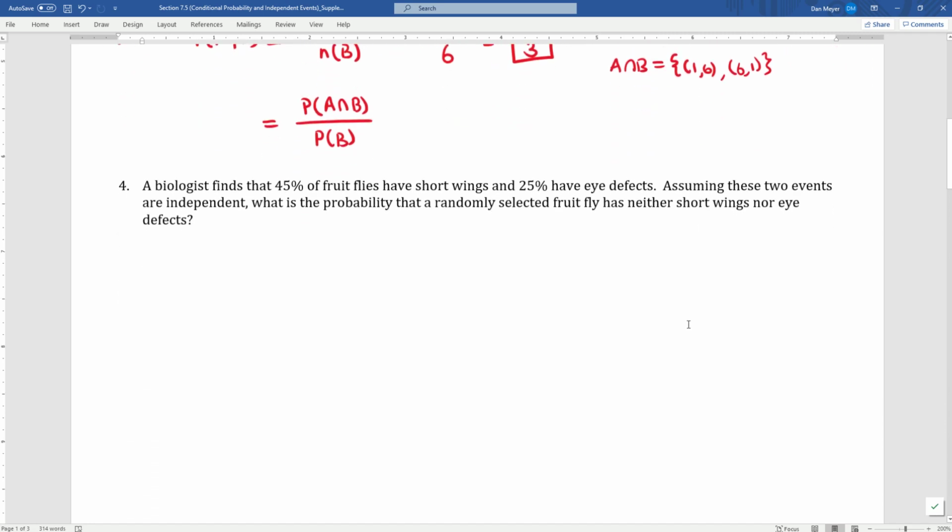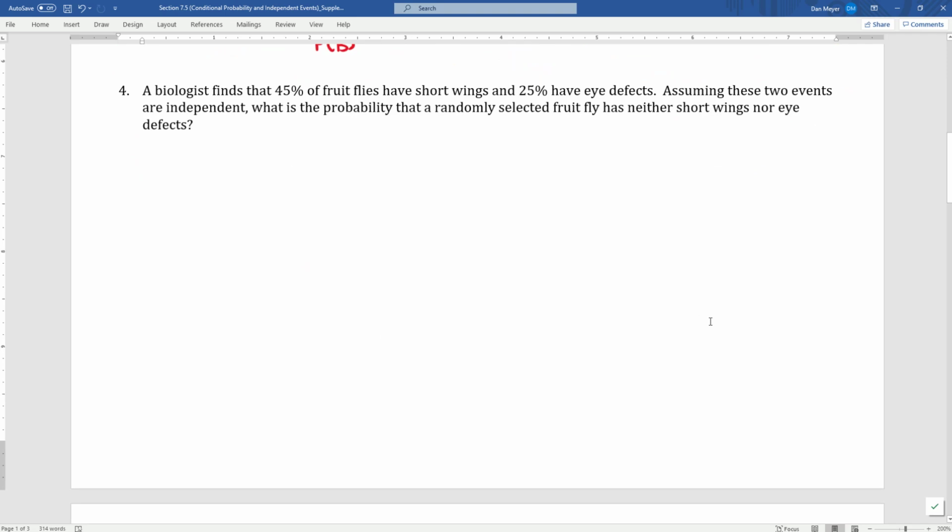All right, moving on to number 4. A biologist finds that 45% of fruit flies have short wings and 25% have eye defects. Assuming these two events are independent, what is the probability that a randomly selected fruit fly has neither short wings nor eye defects? So I don't want to use S. Let's just use H for short wings. H would be the event of short wings. I don't want to use S because that's the sample space, so I'll just use the second letter there.